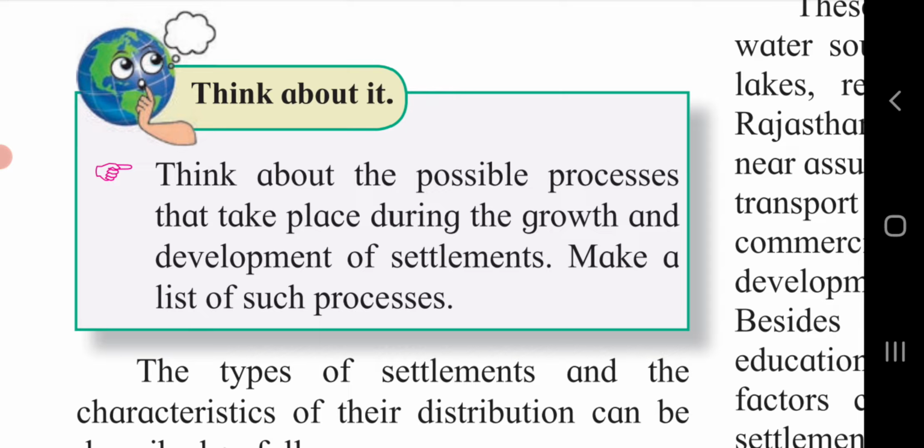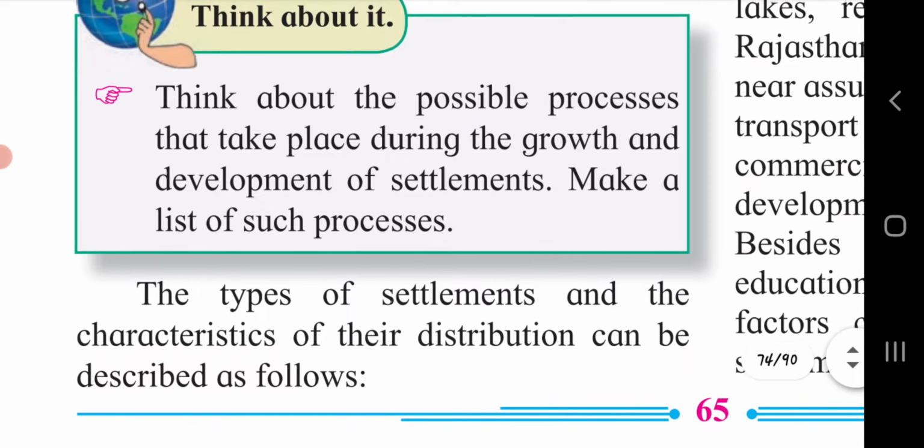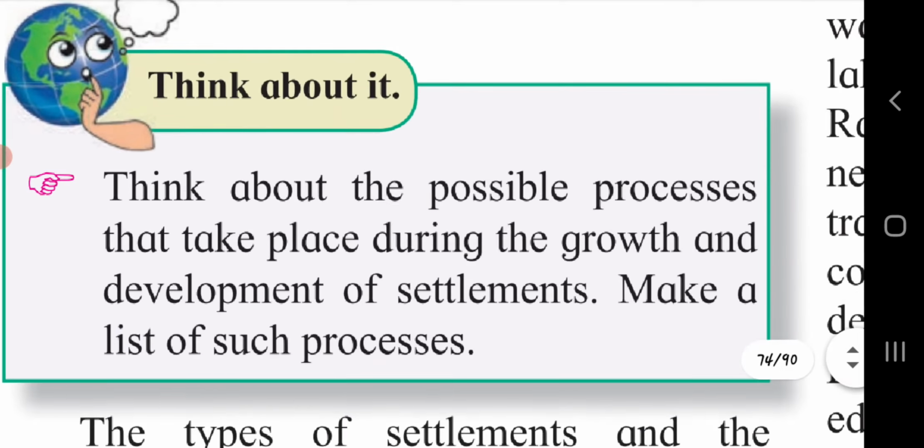Think about the possible processes that take place during the growth and development of settlement. Make a list of such processes. The rise of settlements in places abundant with natural resources. About this, I can say that human settlements rise in a place where the natural resources required for survival and occupation like agriculture are available. Where the resources are available, only at those places will the rise of settlements be seen.